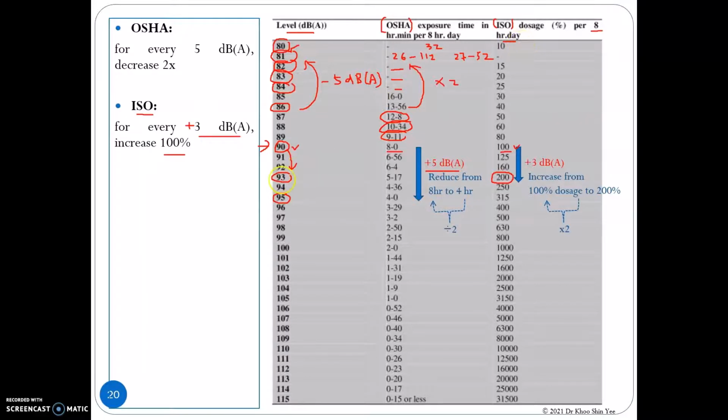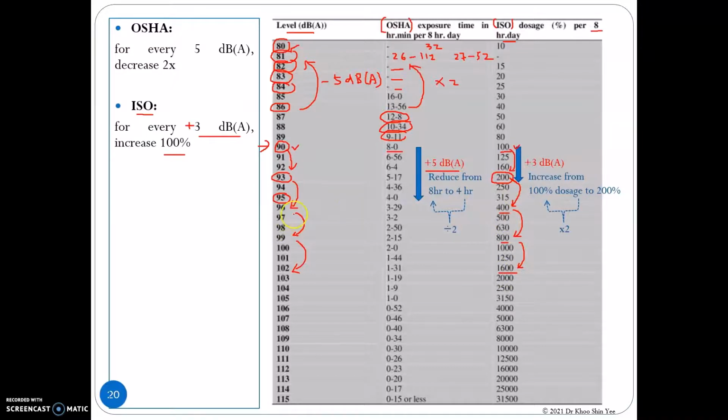So in this case, if you stay at 93 dBA for 8 hours per day, therefore you will suffer the overdose. So you have 200%, where it is 2 times larger compared to the 90 dBA case. So you can see for every 3 dBA increment, from 93 to 96, 96 to 99, 99 to 102, the dosage is increased to 400, where you see it is multiplied with 2. So you multiply 2 again to obtain 800. Multiply 2 again to obtain 1600.